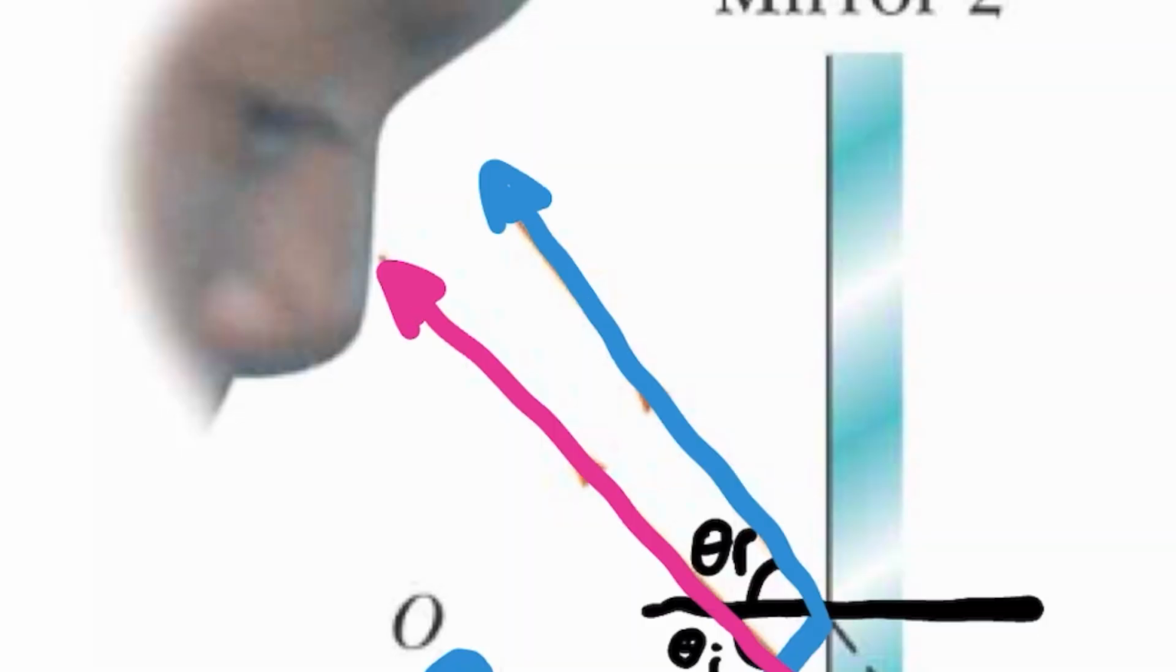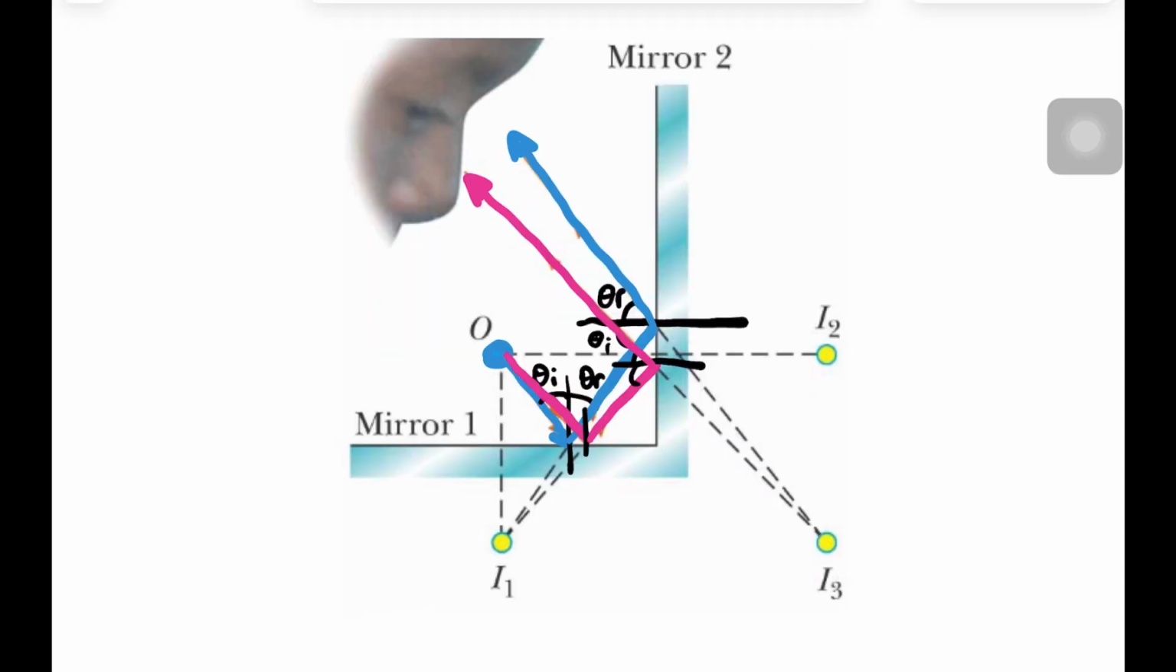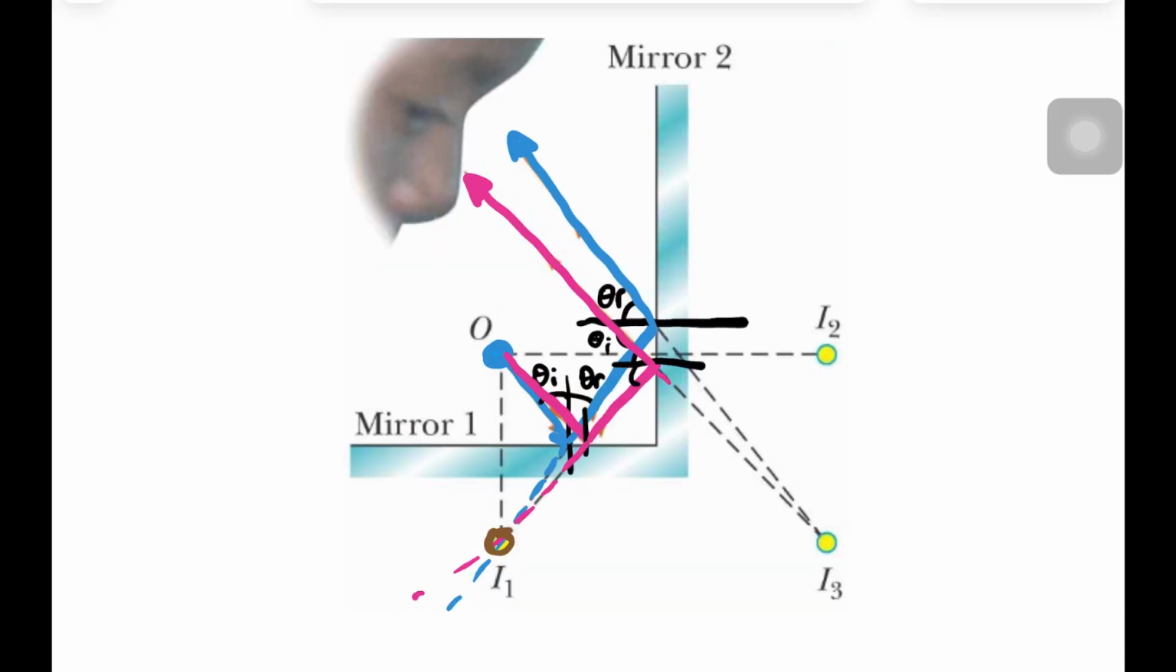These 2 rays aren't ever going to cross. So I will again need to extrapolate them back in order to determine the location of my image. Where they cross is my image location. Let's extrapolate the rays back for the second mirror. And again, where they cross is the location of the image.